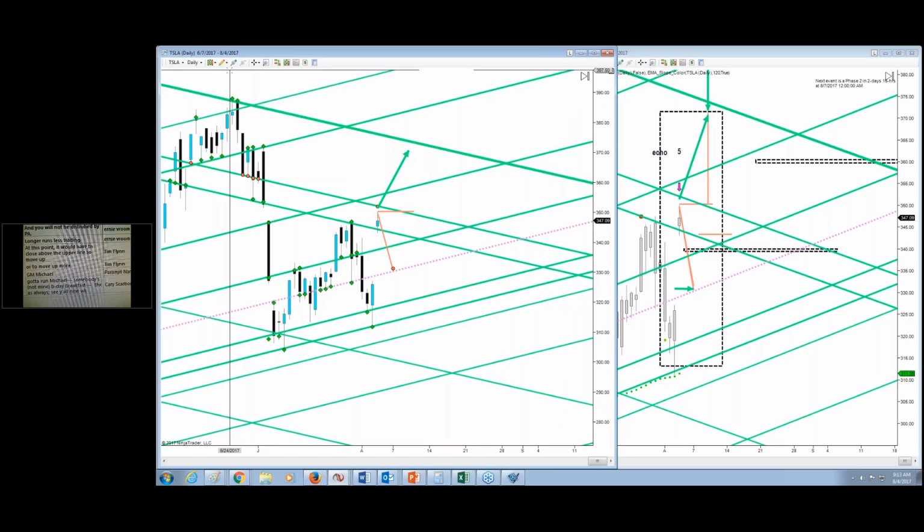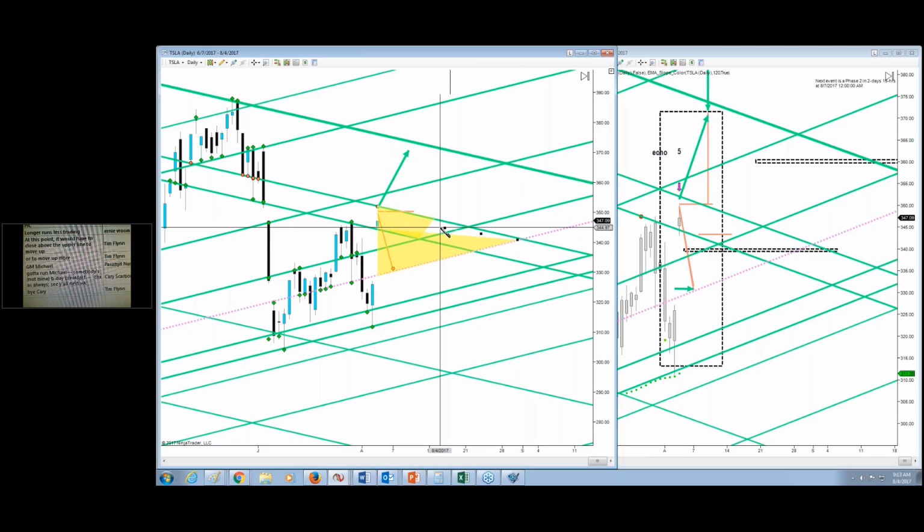So we expect Tesla now to range in here and potentially in there. And if it closes or it punctures this line at 350, we're expecting it to break out and go up to 372, 373.